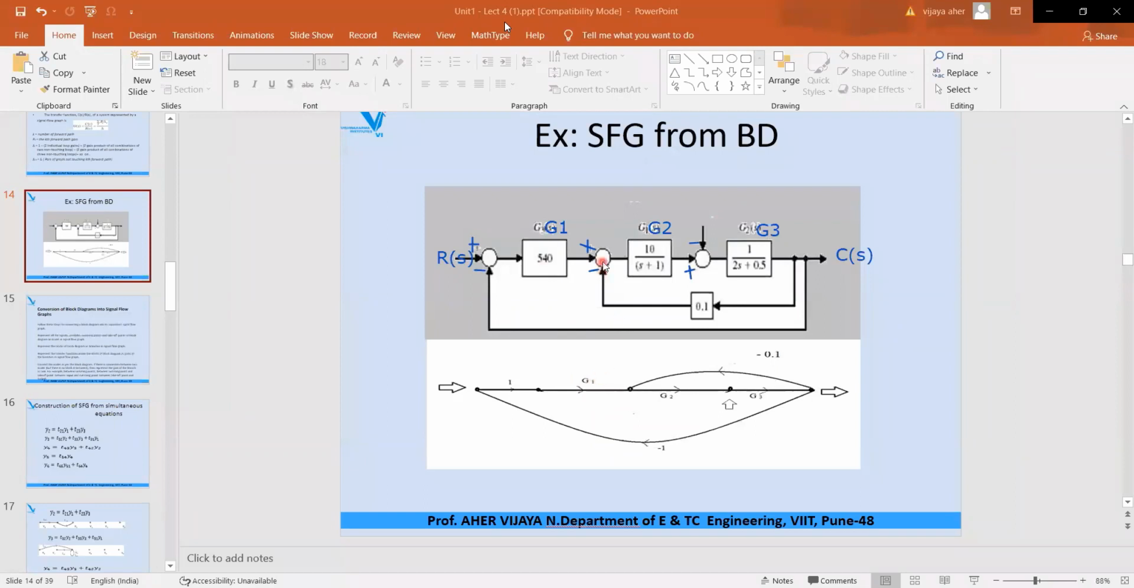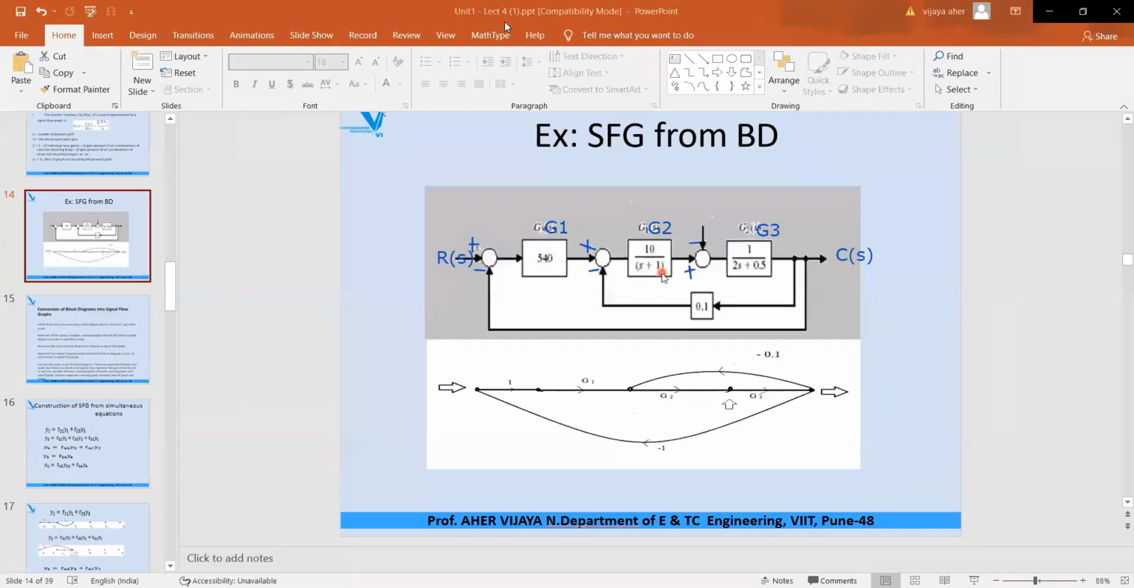Then from summing point to G2, or between these 2 summing points, you can say this is summing point, this is also summing point. So you can write in between 1. Between this summing point and this summing point, there is a process block with transfer function G2. Direction is in this direction and positive. So G2 you can write over here. Above G2 you can write 10 divided by S plus 1.